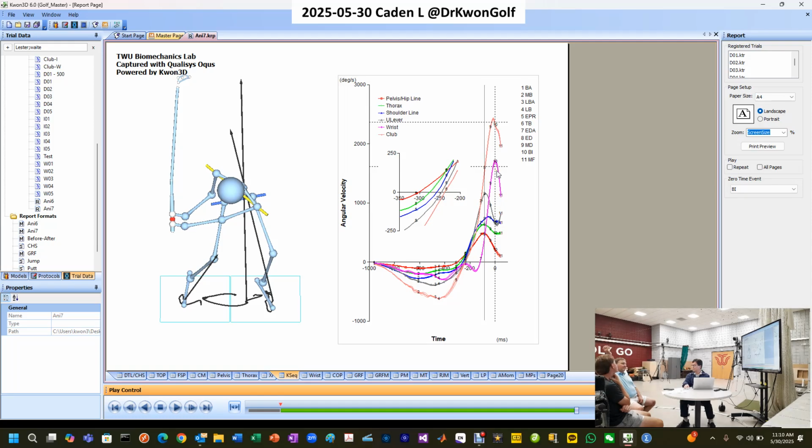How do you increase that without throwing the club or getting out of sequence? I mean, if you're doing it early, so it's maximum here.